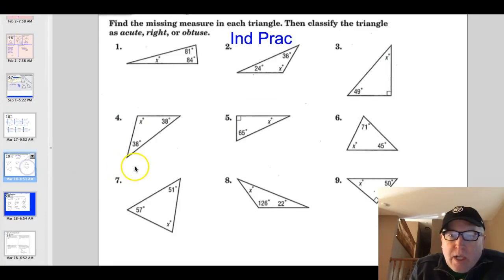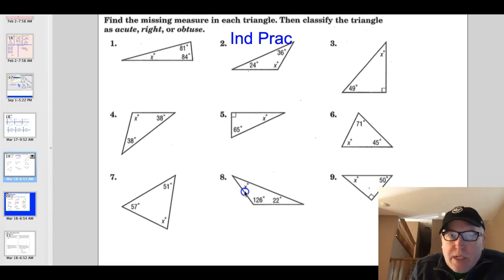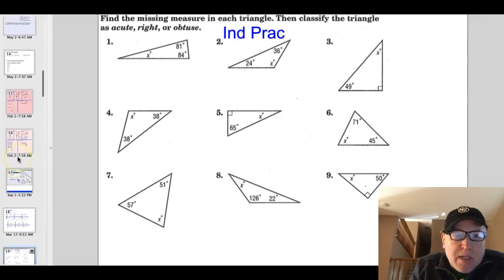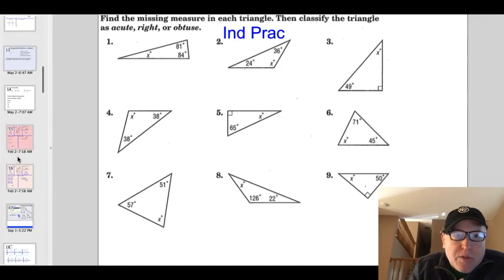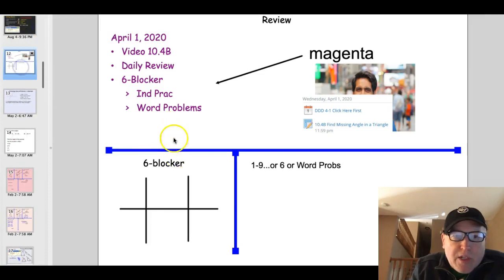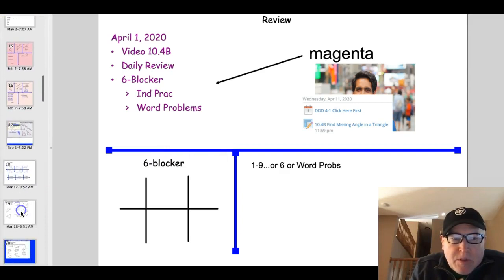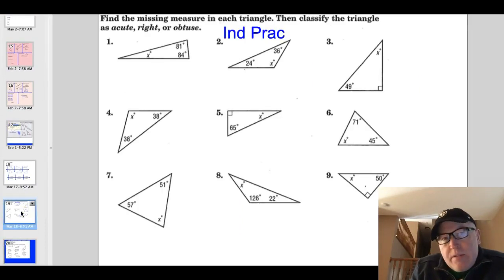Okay, now you have a choice of a couple of different things. You can either work on these problems right here for your independent practice, 9 problems. Again, I like to make sure that you put these in the right spot so it's easy for me to check in. Your 6 blocker was down on the left. Put your either 1 through 9 or the answers to the 6 word problems right down here. And again, you could just put the answers down. Use your calculator, absolutely. So you can do these 9. I'll pause if this is your choice.